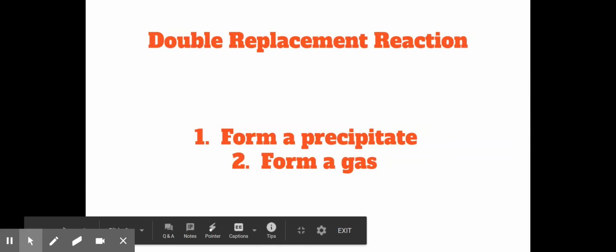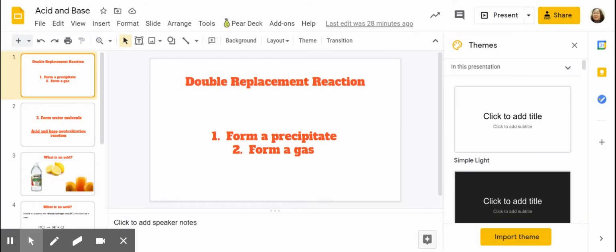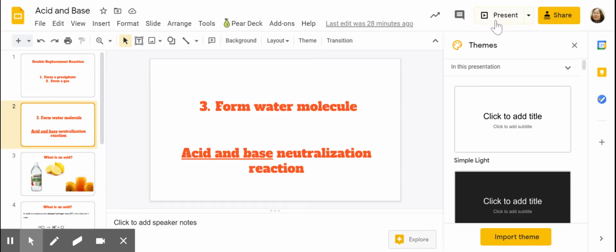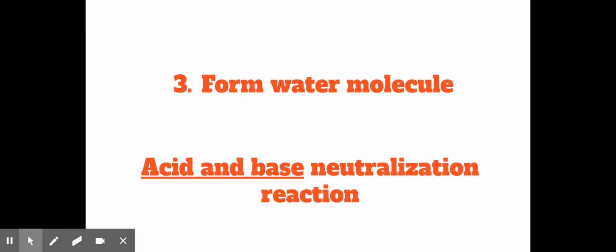Okay, everyone, we're going to finish up the double replacement reaction. We learned that in the double replacement reaction, it can form a precipitate, meaning a solid can come out of the solution, and it can also form a gas. So the gas will release from the solution. And actually, there is another type. Today, we're going to go through it, which is the third type, which would form a molecule. Most likely, it's a water molecule. And it's also called acid and base neutralization reaction.